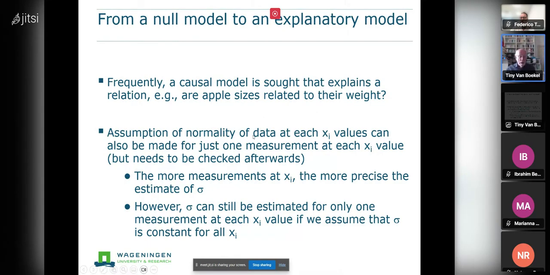The assumption of normality of data that we already saw in the null model, we can also make that assumption for each measurement, but you need to check afterwards if it is correct. But then you can still estimate sigma, even if you have only one measurement at each X value, because it's usually assumed that sigma is constant. So we still have a few measurements from which we can derive sigma.